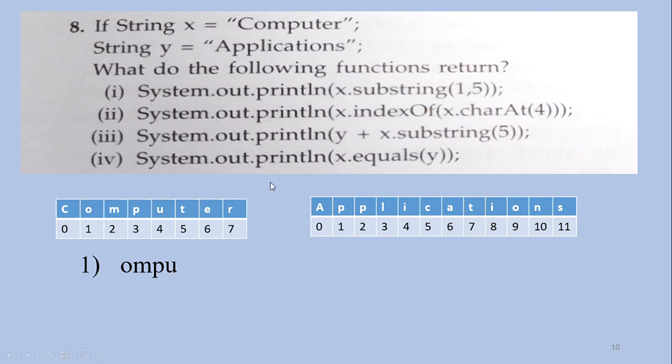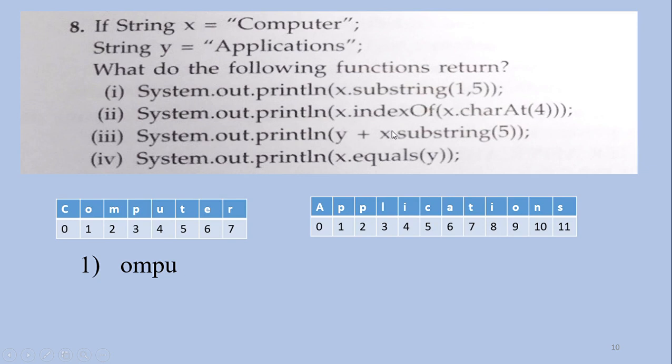Yes, starts from 1, ends at 4 because I have given 5 here. So it is starting from 1, 2, 3 and 4. 5 will not be included. Clear? The second question, system.out.println x.indexOf(x.charAt(4)).